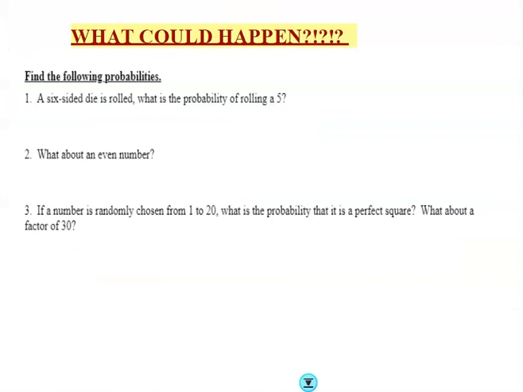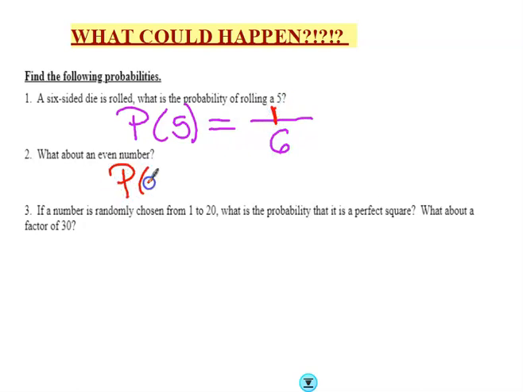So what could happen? Let's do this for a dice, okay? So a dice is rolled. What's the probability of landing on the number 5? Well, there are 6 sides to a dice, and only one of them is the number 5. Compared to what is the probability of getting even? Well, that's 3 out of 6. Which reduces to 1/2, okay?